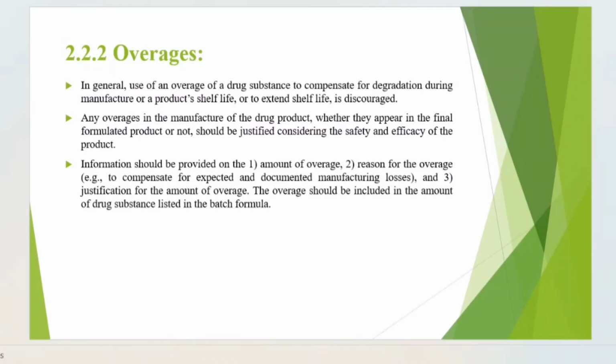Suppose we need to add 100%, we'll add 10% extra, which means that 10% will be the overage for the active. Yes, right. So whatever extra API is used, that extra API is considered as an overage.